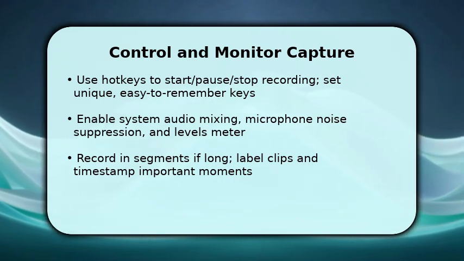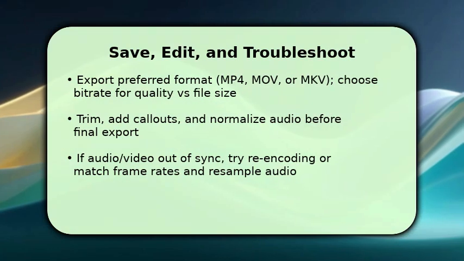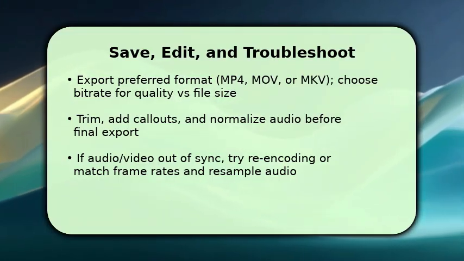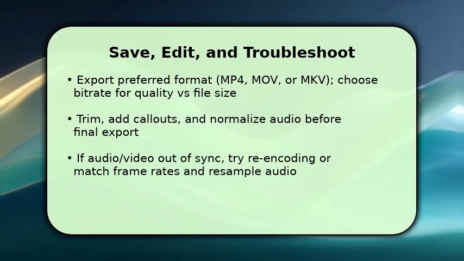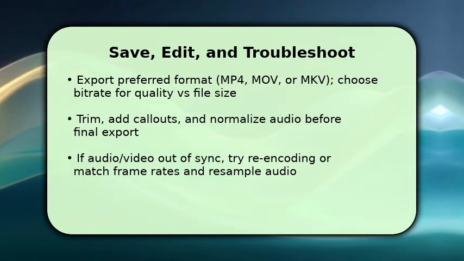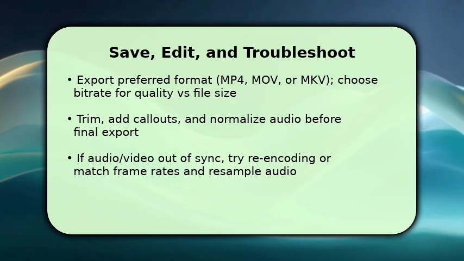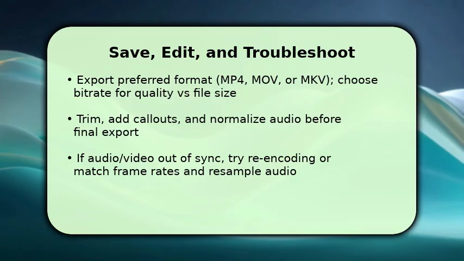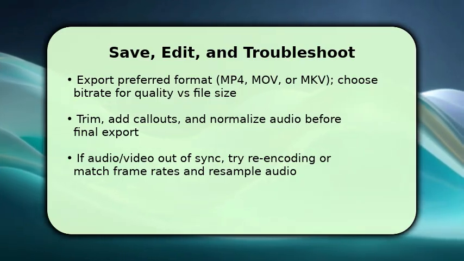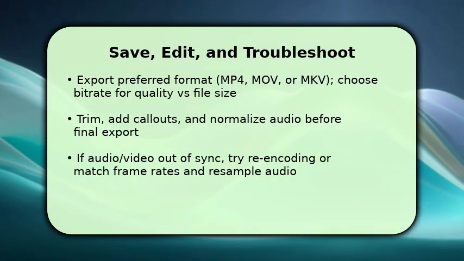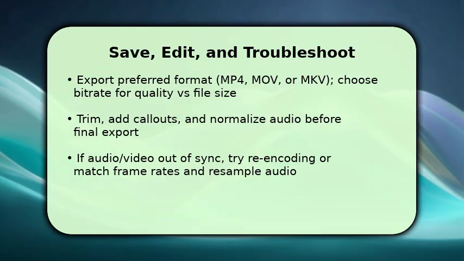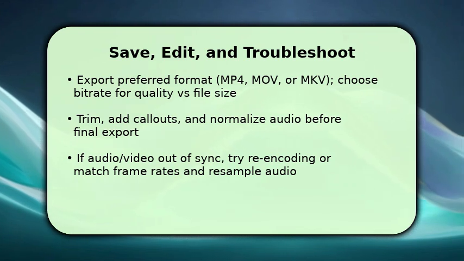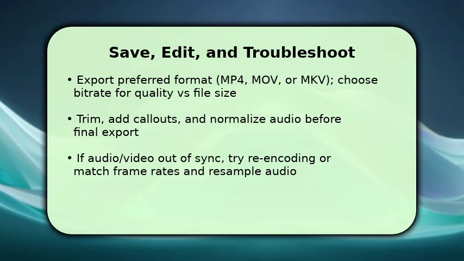You finish by saving and preparing the file for use. Export to a widely compatible format like MP4, choosing bitrate that balances quality and file size. Then import into a simple editor to trim, add callouts, and normalize audio levels. Once exported, verify playback on another device to confirm sync. If you find audio lag or dropped frames, check that capture and export frame rates match, re-encode if needed, and ensure CPU/GPU resources weren't overloaded. Re-record with lower settings as a last resort.